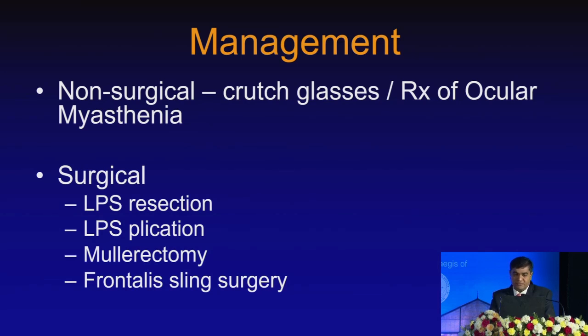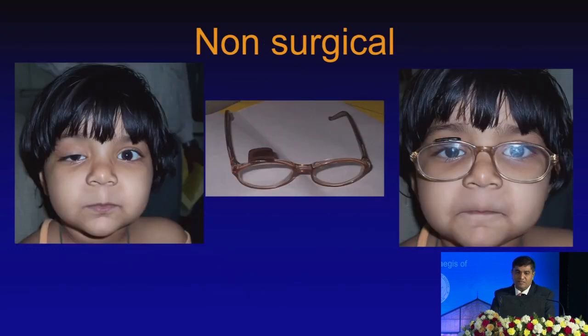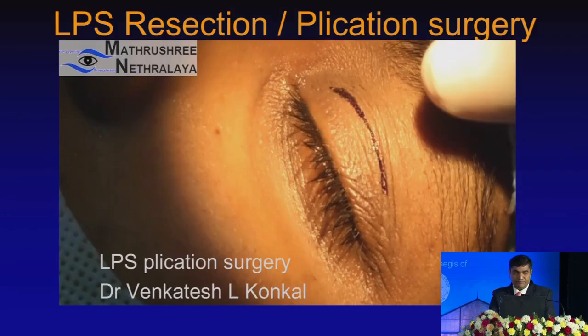Surgical would be LPS resection, LPS plication, Muellerectomy, or frontalis sling surgery. This is decided based on the amount of LPS function, the amount of ptosis, and other things. Non-surgical, like crutch glasses, can be prescribed if surgery has to be delayed or for some other reasons.